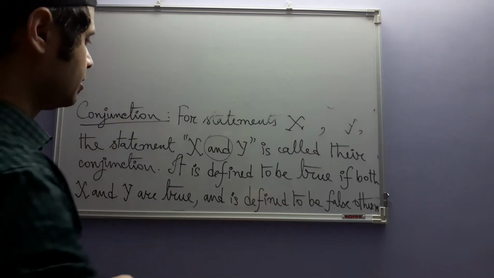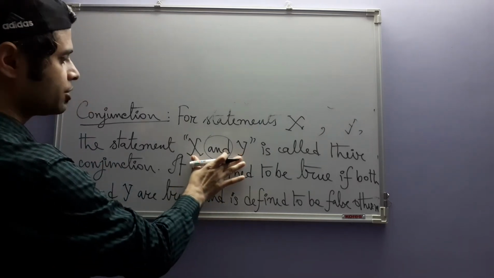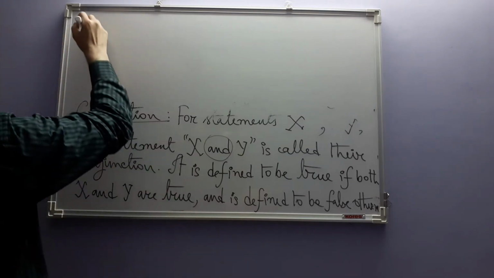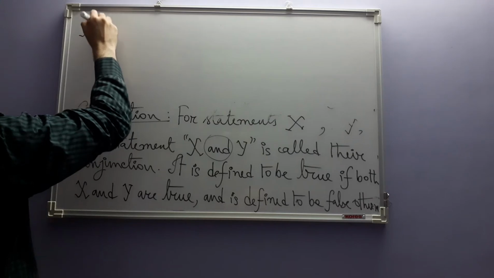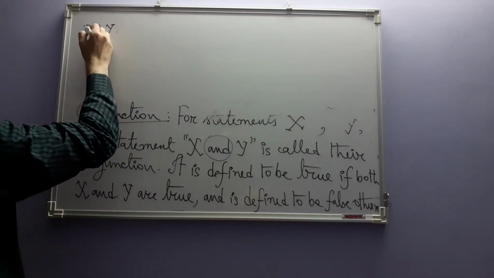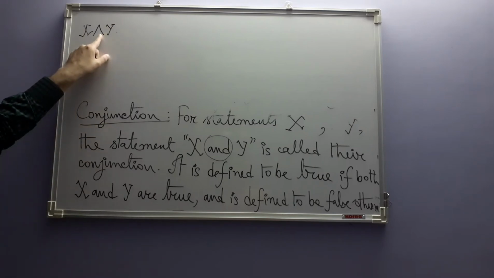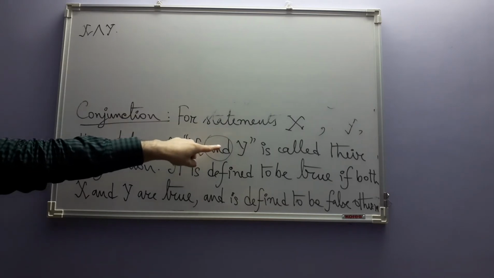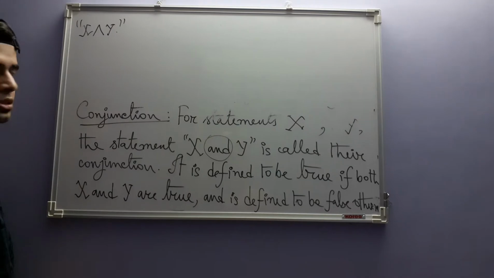Now there is a symbol for denoting this. Instead of writing x and y, you can also write x wedge y. It's a symbol that represents x and y. This and this, they have the same meaning. So this is used in mathematical logic sometimes.